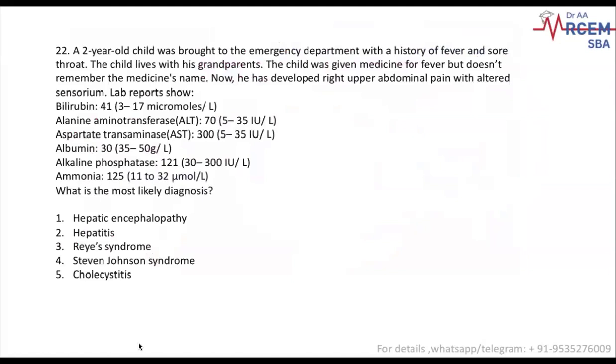Now let's go back to the question we are having. We have a 2 years old child who was brought to the emergency department with a history of fever. Sore throat was there. Mostly it is a pharyngitis or tonsillitis. The child lives with the grandparents.